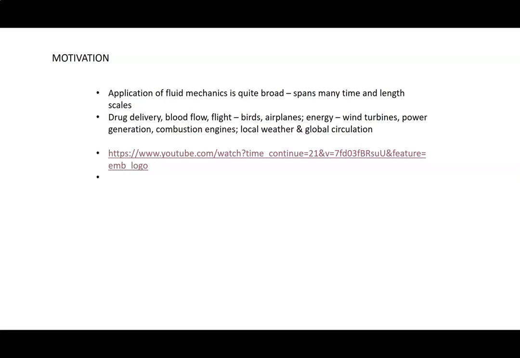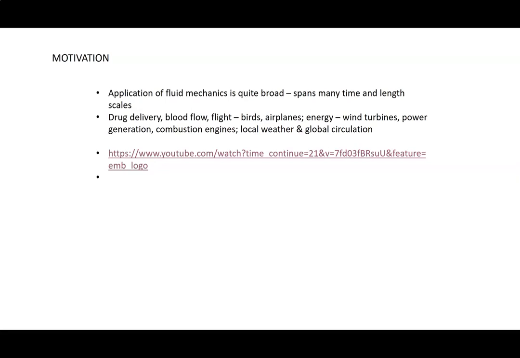So the applications of fluid mechanics are quite broad. They span many time and length scales. As an example, if you're looking at drug delivery or blood flow, it involves a fluid pushing a drug into a human being, for example. If you're looking at flight, whether it's birds or airplanes, you involve fluid mechanics in one fashion or the other.